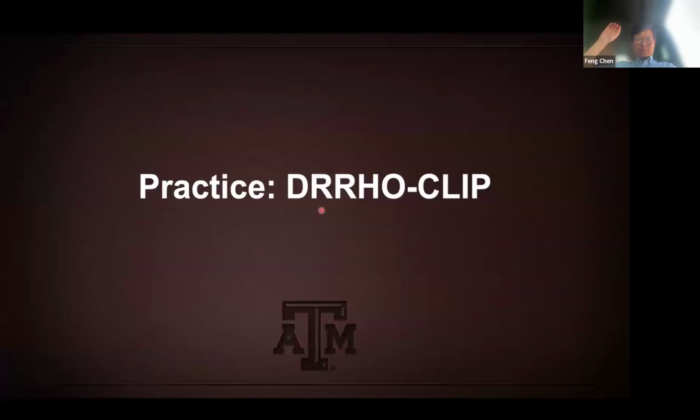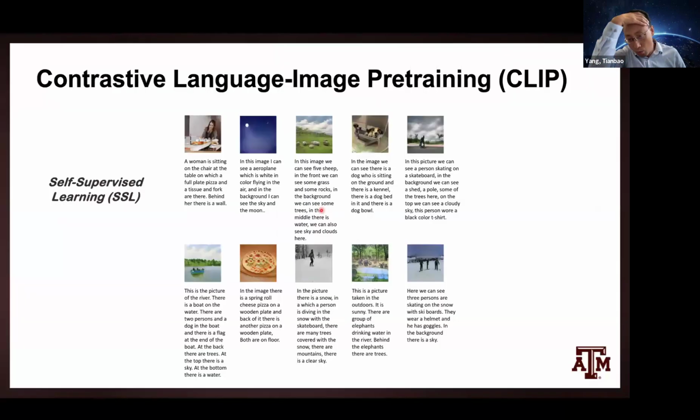Okay, thank you. So let's apply this framework and theory to practice. We want to consider a task for CLIP training. CLIP is short for contrastive language-image pre-training. It's a type of self-supervised learning. It leverages image-text pairs, images and the corresponding text captions, so we could get a lot of data from the internet. OpenAI trained the first CLIP model on 400 million image-text pairs.